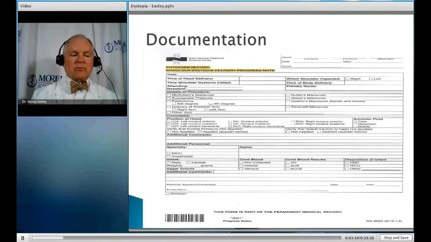These essentials include the time interval between delivery of the baby's head and body, which shoulder was impacted under the symphysis pubis, which maneuvers were used to disimpact the shoulder, and the head position. This is important to help corroborate which shoulder was anterior, and verification that fundal pressure was not applied, because, as we understand, it further impacts and exacerbates the shoulder. And finally, whether lateral traction was applied or not, and if it was, an explanation for that. There's also an option to bypass this written documentation and provide a dictation.